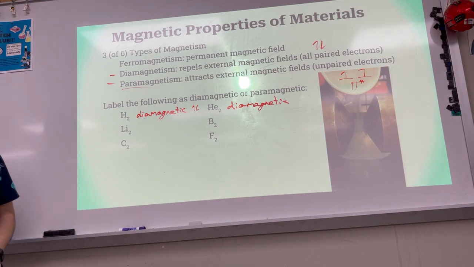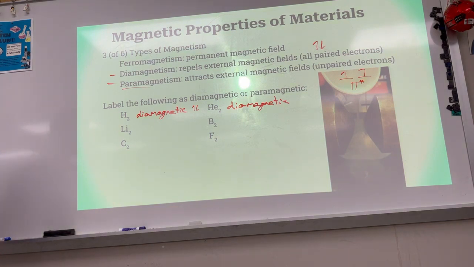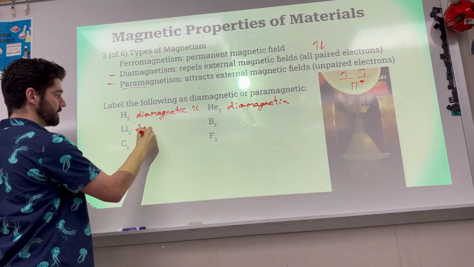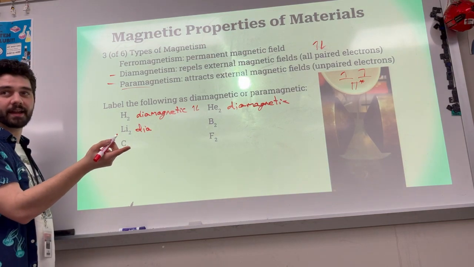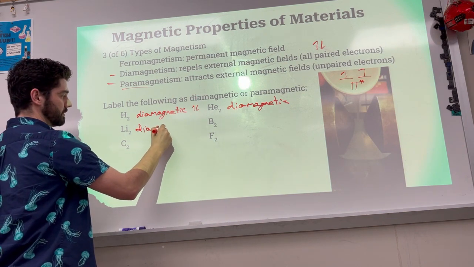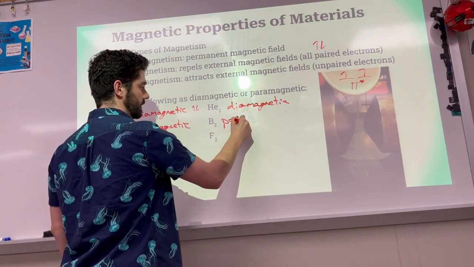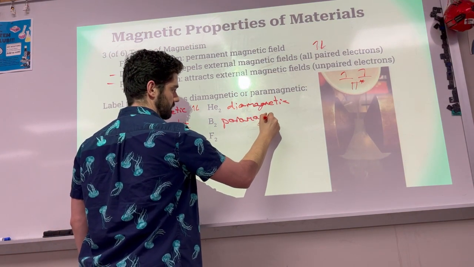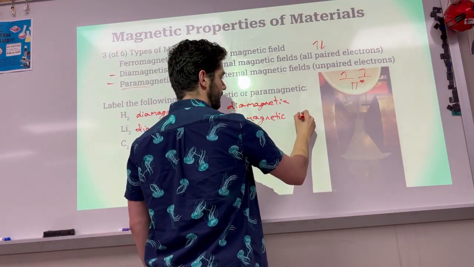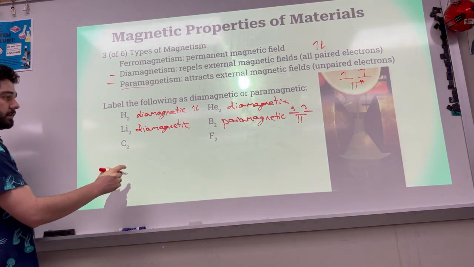Lithium-2 is diamagnetic. Most of these are going to be diamagnetic. Honestly, you can't have paramagnetic until you get up to the pi, because that's where you have the two. Yeah, boron is paramagnetic. Does boron go up to pi and have two ups? Yeah, that's how we know.